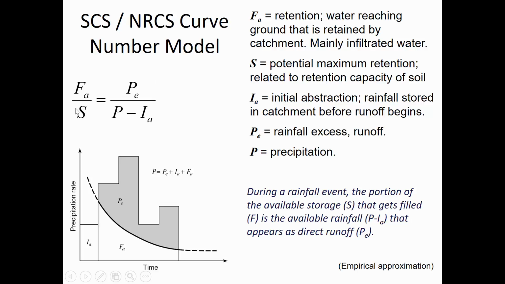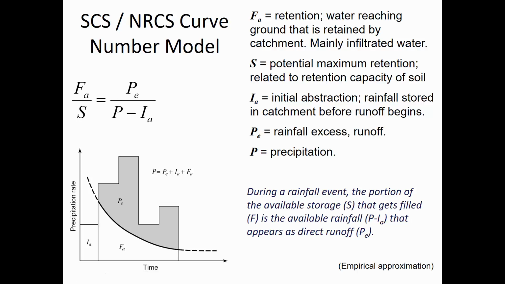Now here's the relationship between the amounts. And S is calculated by the curve number. And I talked about how the curve number is influenced by two main things: the soil type that you've got and the land use. And we have a table of soil type and land use that will tell us curve numbers for different situations. But what that means is you can calculate the amount of water that is retained by a watershed. And retention is mainly water that's infiltrating into the soil.